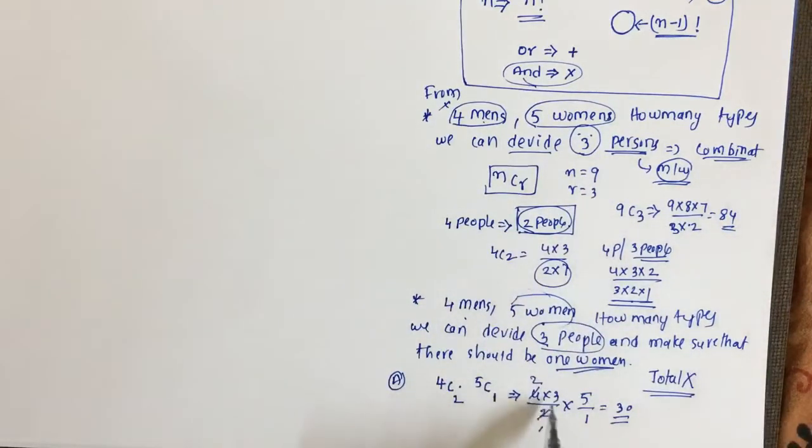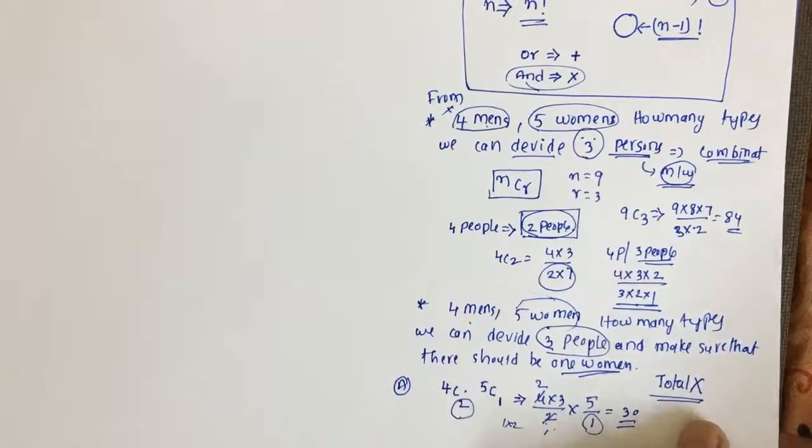And here 4 by 3 by 2, it cannot be 1 into 2, because here already only one sex is there, that is male, and here only one is there, that is this one. So this is the way to calculate, and we'll see more problems on this.